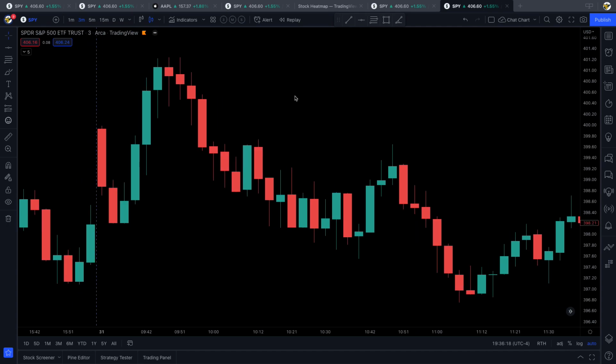So I just play what it gives me on the open. I don't worry about anything prior. It's just whatever this opening candle gives me is what I'm watching. And I go by that.